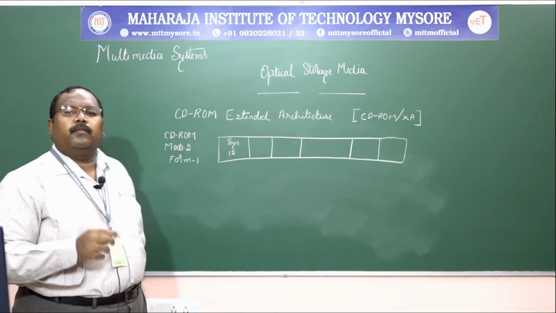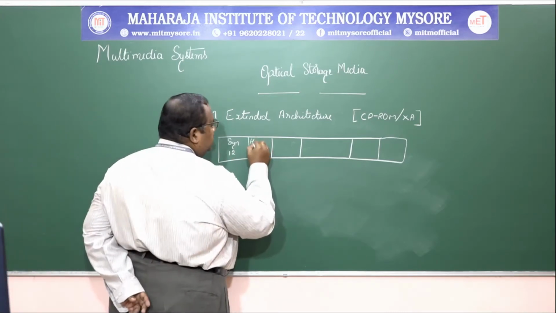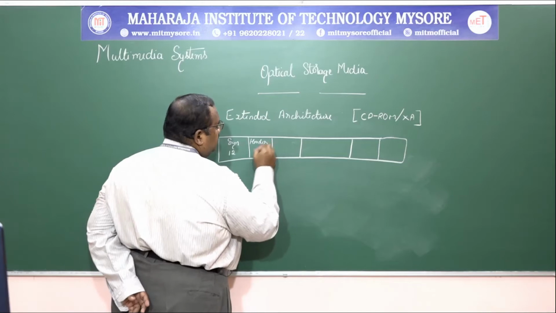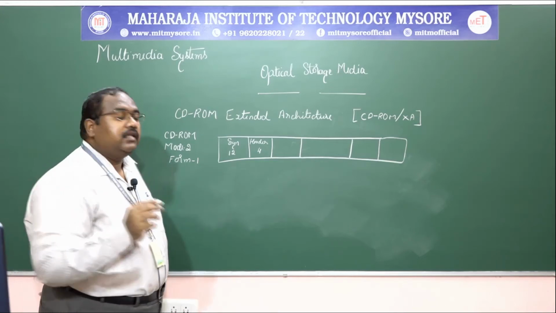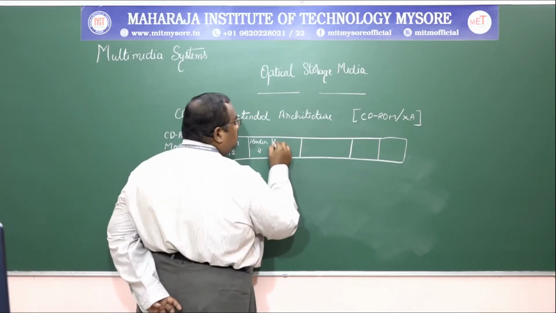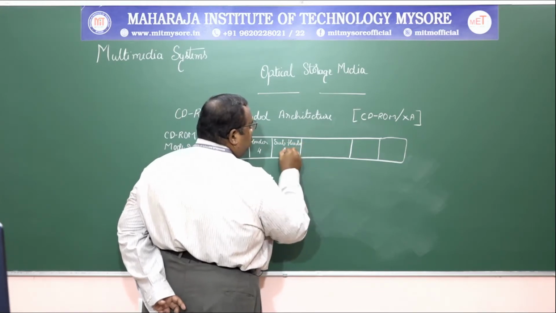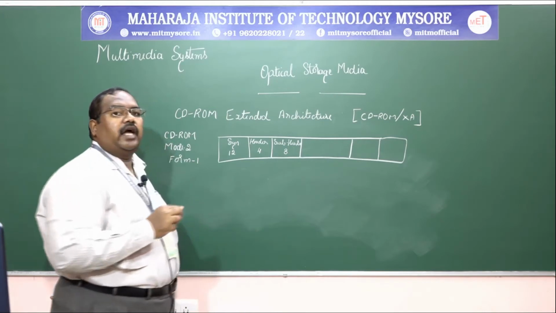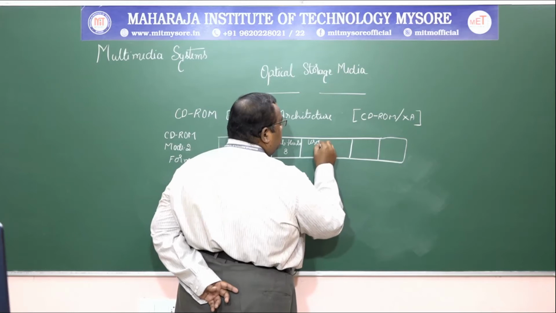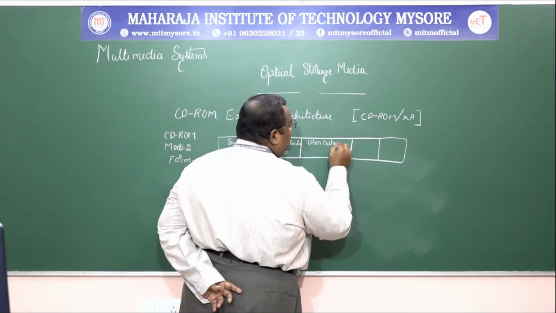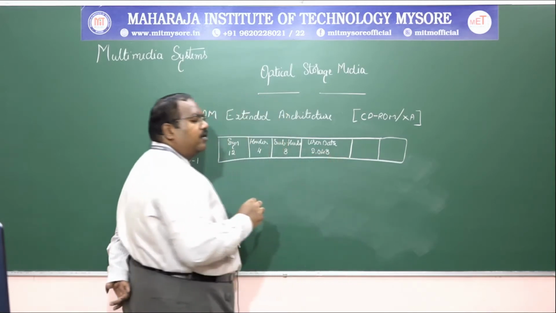What is the amount of bytes used? 12 bytes are used. Next is a header. For the header, we have 4 bytes. So next we have the subheader. For the subheader, we have 8 bits. Next is user data. For user data, we have 2048 bytes of information.